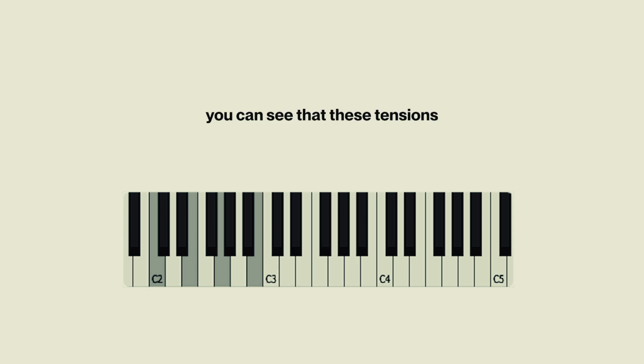You can see that these tensions fit neatly within the major 7th chord. They're all a whole step above a note. The 9th is a whole step above the 1st. The 11th, or the sharp 11th, is a whole step above the 3rd. And the 13th is a whole step above the 5th.